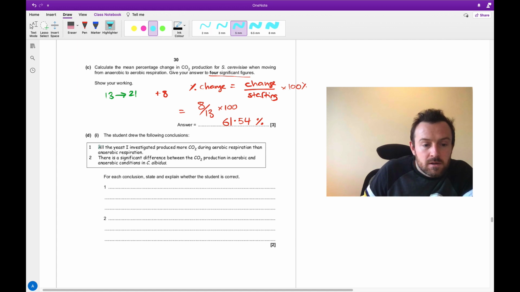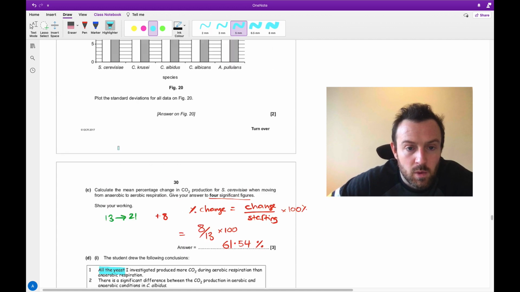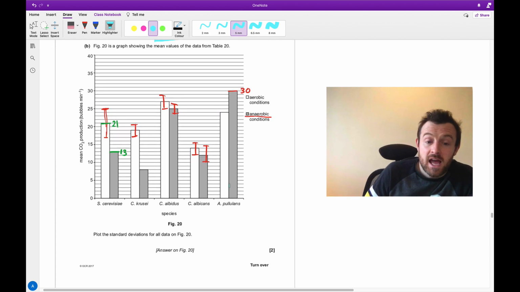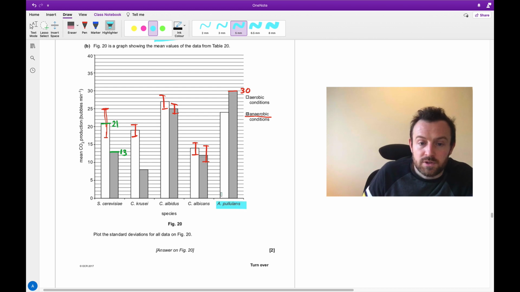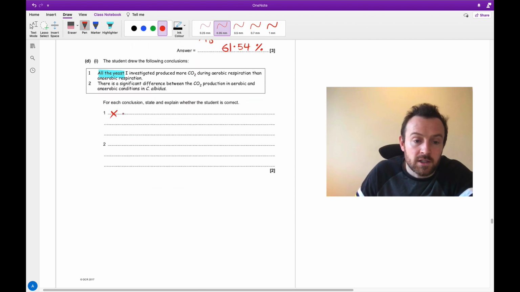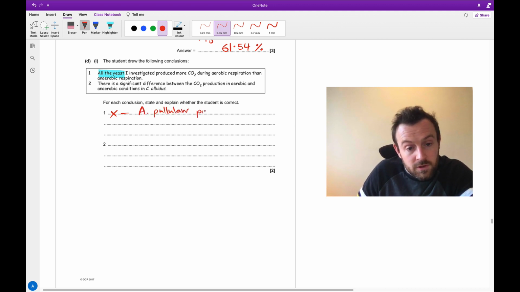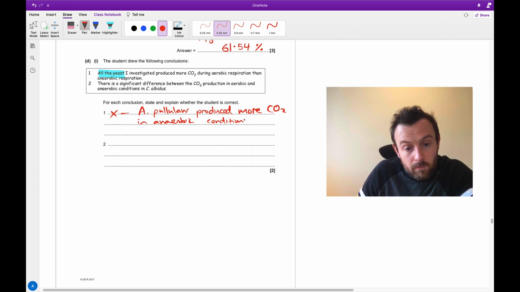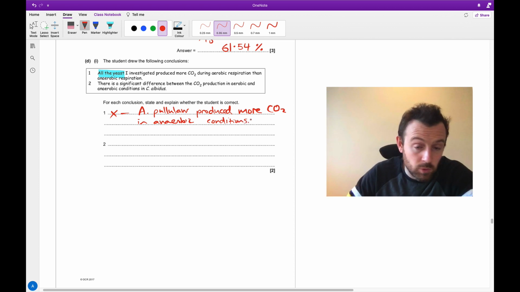Well, this rings alarm bells. I bet you there's one which is not the case. Yeah, there it is. A. pullulans here produced more CO2 under anaerobic conditions, so that is clearly not correct. So first thing to say, sort of a no, A. pullulans produced more CO2 in anaerobic conditions, and therefore conclusion 1 is invalid or incorrect.